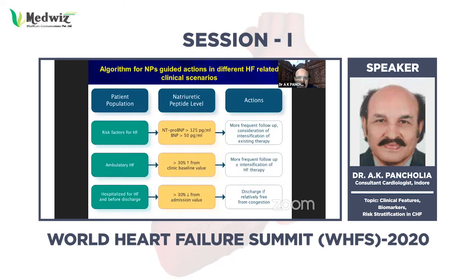And this is the algorithm for the NT-proBNP guided actions in the different heart failure related clinical scenarios. When there is a risk factor for heart failure, the NT-proBNP more than 125 or BNP more than 50, then more frequent follow-up is required. And of course, you may require intensification of the existing therapy. In the ambulatory HF, if the natriuretic peptide levels are more than 30% increase from the baseline, then again you have to go for more frequent follow-up and intensification of the therapy. But when the levels in the hospitalized patient go down below 30%, then of course the patient can be discharged safely from the hospital.